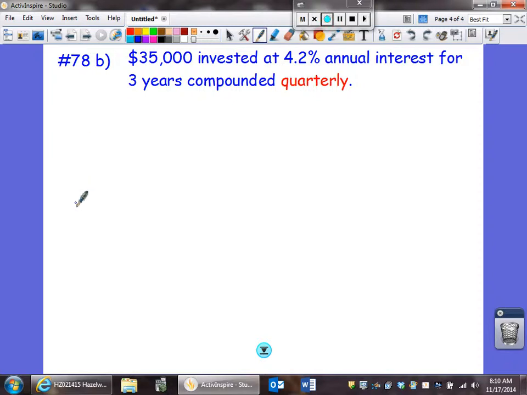Now we have one more problem, and that is 78 part B. It says in number 78 part B that we are to use an appropriate compound interest formula to find the amount that will be in each account given the stated conditions. $35,000 invested at 4.2% annual interest for 3 years compounded quarterly. We are going to use the formula that says A equals P times 1 plus R divided by N, all raised to the N times T.